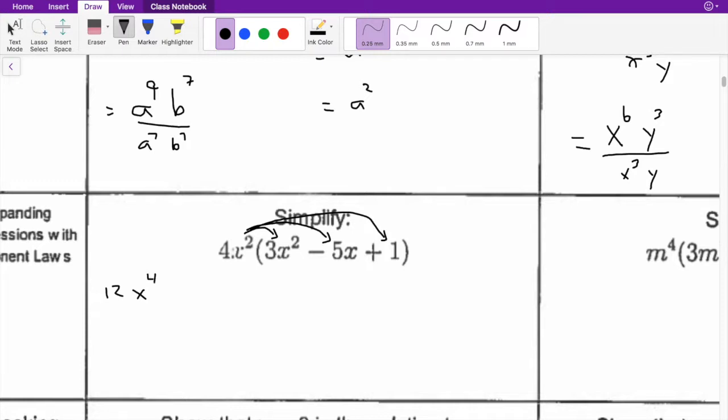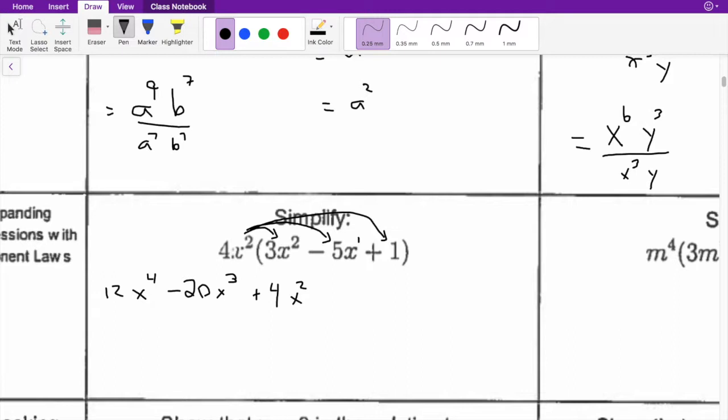Now 4 times negative 5 is negative 20. There's a 1 there. Add the exponents. x squared times x to the 1 is going to be x to the 3. Then we have 4 times 1. We have 4. Now there's no x here, so we're just going to bring over this x squared. There's nothing to add it to. The x squared stays the same.